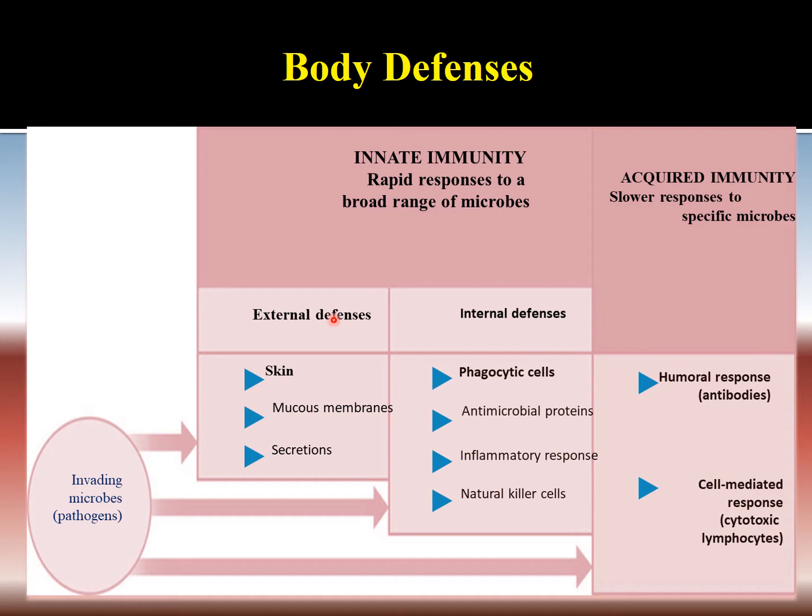The external defense is represented by skin, mucous membrane, and secretions, whereas the internal defense includes phagocytic cells, antimicrobial proteins, inflammatory response, and natural killer cells. The second line of defense, acquired immunity or specific immunity, is divided into two types: humoral immune response and cell-mediated immune response.